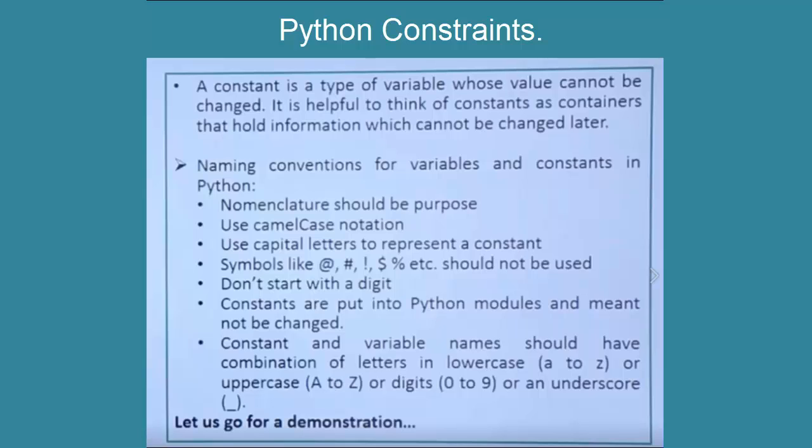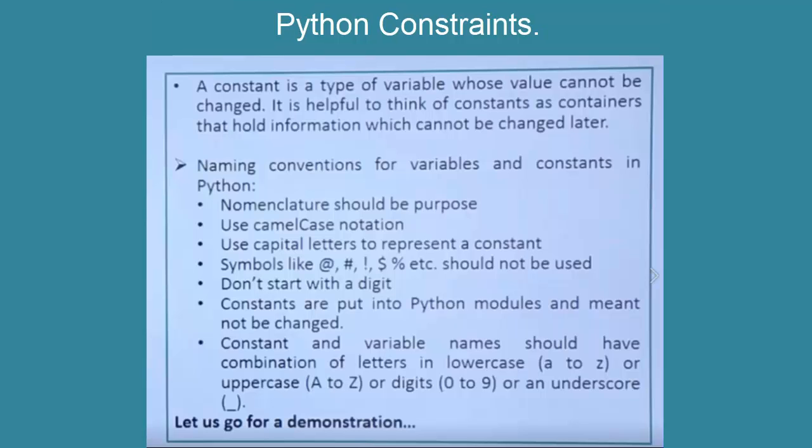Don't start with a digit, which was very common in the previous video also. We have also shown you that 1variable is not a valid variable name, but variable1 is a valid name. As I discussed earlier, constants cannot be changed later on. Constant and variable names should have a combination of lowercase letters, small a to small z, uppercase letters, capital A to capital Z, digits 0 to 9, or an underscore. These are the valid characters in naming conventions.